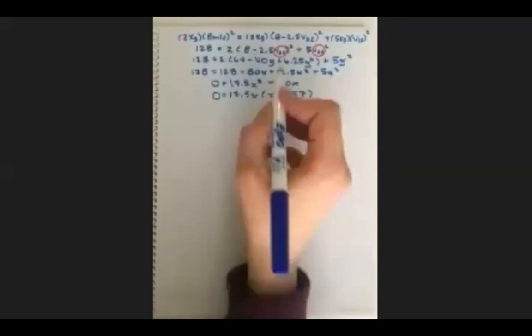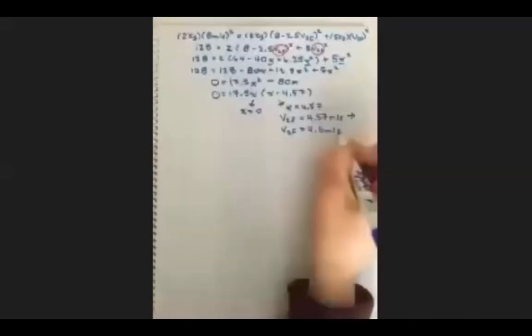So we know that one answer, the valid answer that we want to report, is 4.57 meters per second to the right. And we'd report it to 2 sig figs for our final answer. Now that's one part of the final answer. What about V1F?